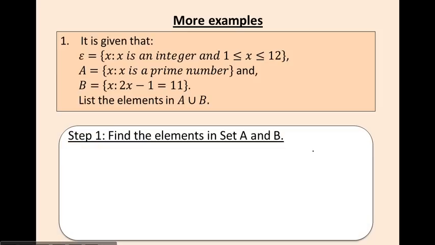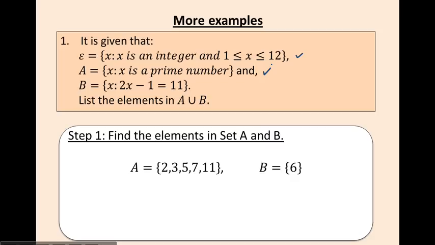It is given that the universal set is a set that contains the integers from 1 to 12 inclusive. A is a set that contains the prime numbers, and B is a set that contains x, such that x is defined by the equation 2x minus 1 equals 11. You are asked to list the elements for A union B. So what is your approach? Yes, step 1: list out the elements for set A and set B separately. Set A contains the elements 2, 3, 5, 7, and 11. Set B only contains one element, which is 6.